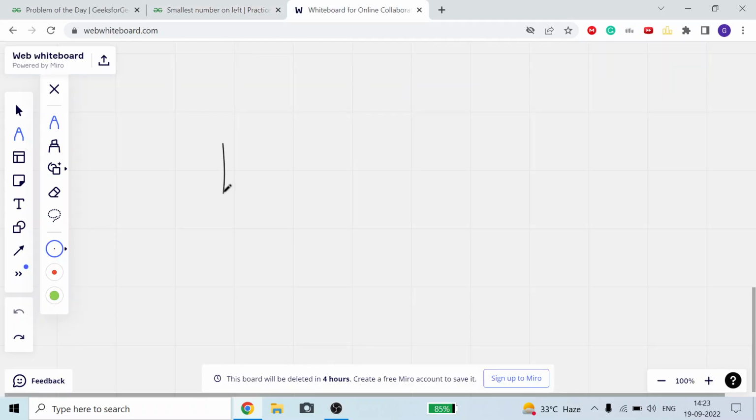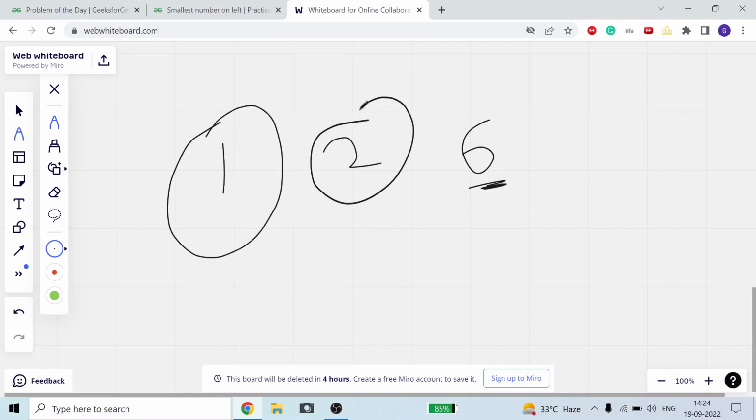Suppose here is 1, here is 2, here is 6. Then on the left of 6, the smaller numbers are 2 and 1. 1 is the smallest number, but we have 2 as well, so for 6 the answer will be 2, because we have to find a smaller number, but that should be near as well. So we can take 2. It is not compulsory to take the minimum element. We just have to find a smaller element.